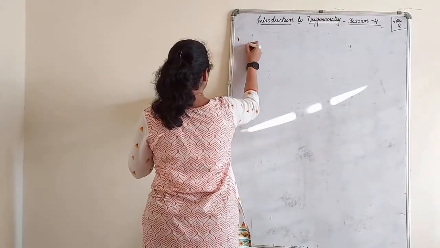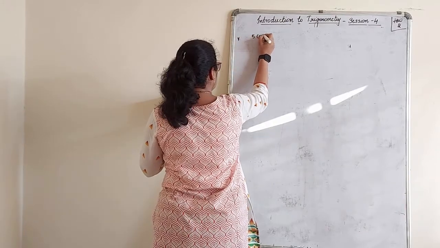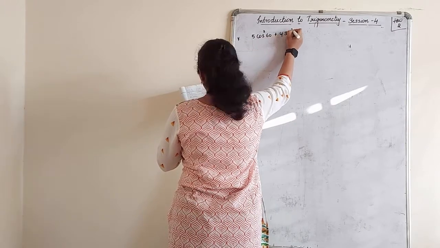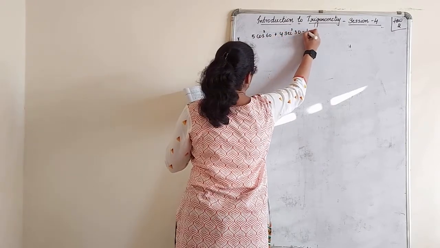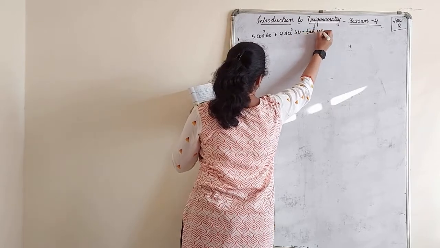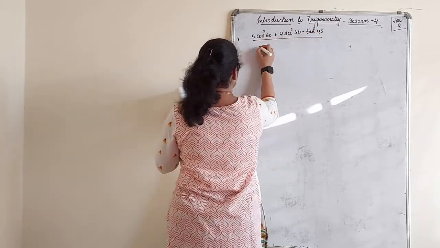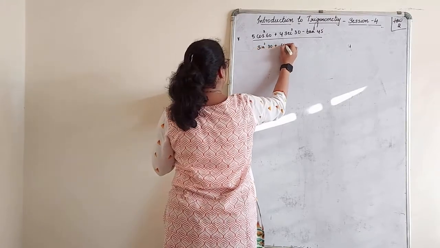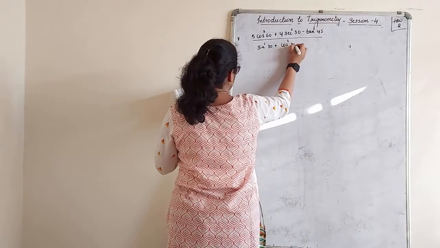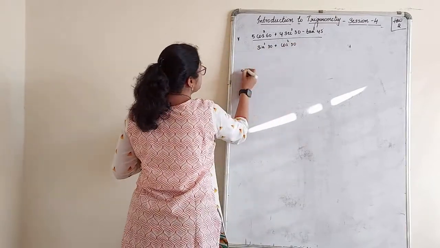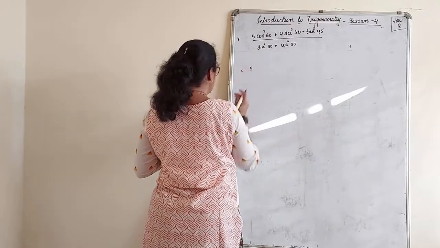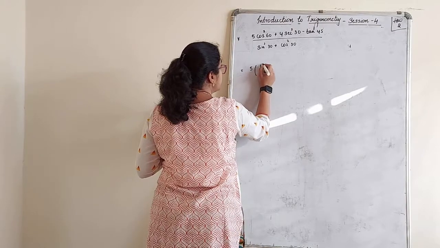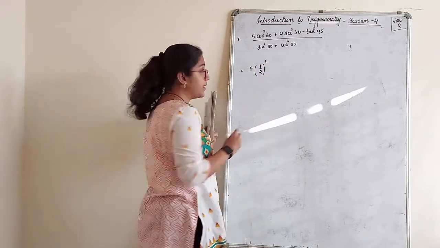Fifth one, 5 cos square 60 plus 4 sec square 30 minus tan square 45 degree whole divided by sin square 30 plus cos square 30. Okay. 5 into. Now what is the cos 60 value? With respect to that we will write. Cos 60 is 1 by 2. Cos square, so it is square.